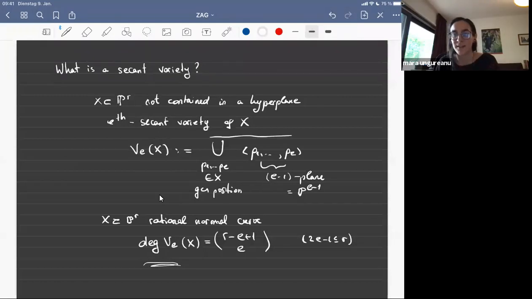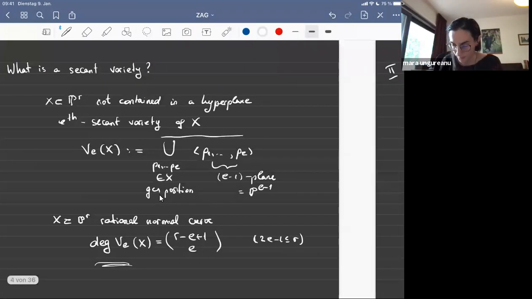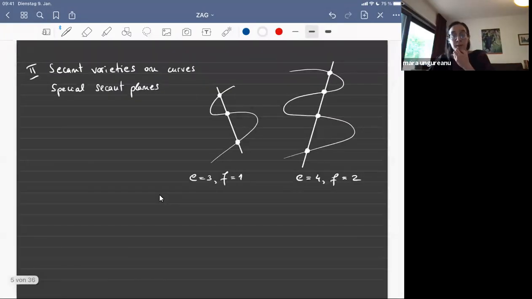So, let's consider now from now on just curves, and not necessarily rational normal curves, but any curves that we can think about. So I'm going to specialize now to secant varieties on curves. And I'm going to consider not just the secant variety that I defined just now, but also a more refined version of it. And the refined version of it means that I'm looking also at special secant planes.